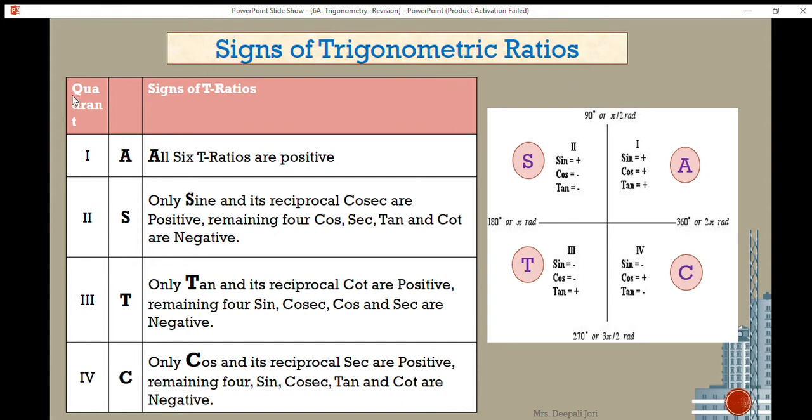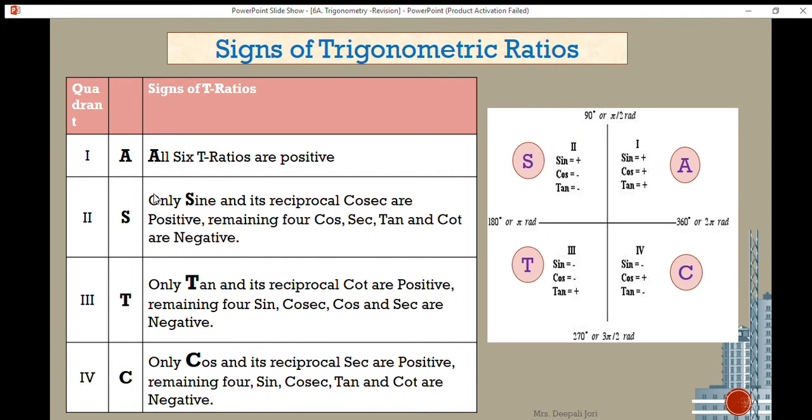Now see here, in the 4 quadrants, see the table ASTC. They stand for the 4 quadrant specifications, and you have to remember them. All 6 trigonometric ratios are positive in the first quadrant. So A is there, all are positive. See, here it is in the first quadrant. This is your first quadrant, second quadrant, third quadrant, fourth quadrant.